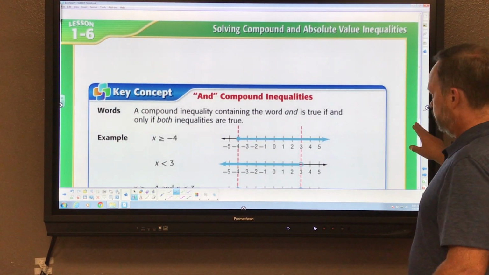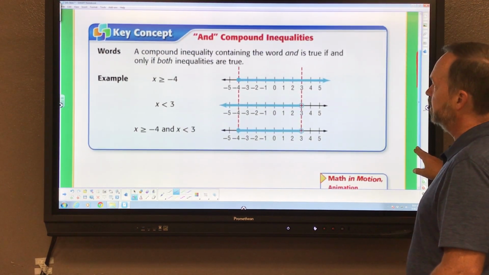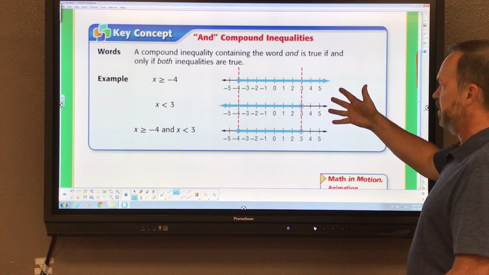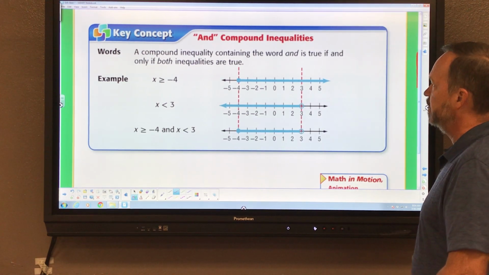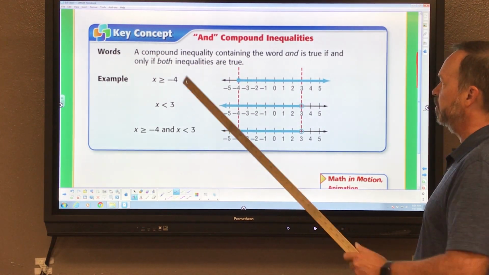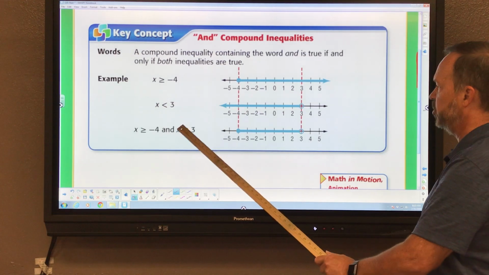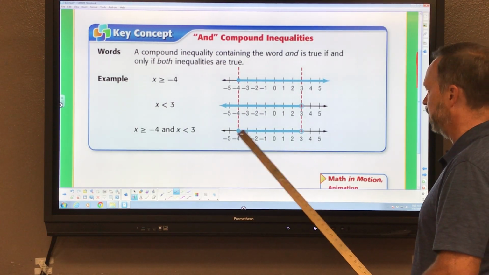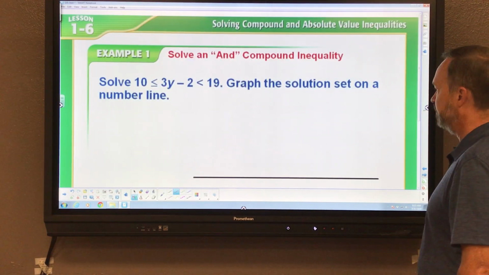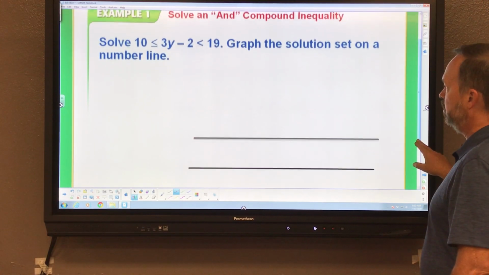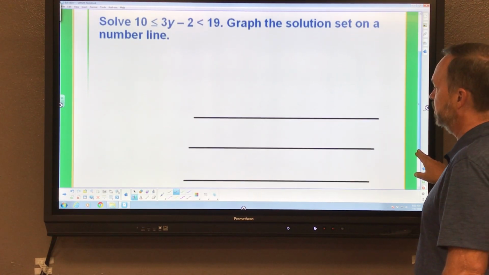That's what I just did. And so the and, both inequalities have to be true to get shaded on the answer number line, or the answer graph.